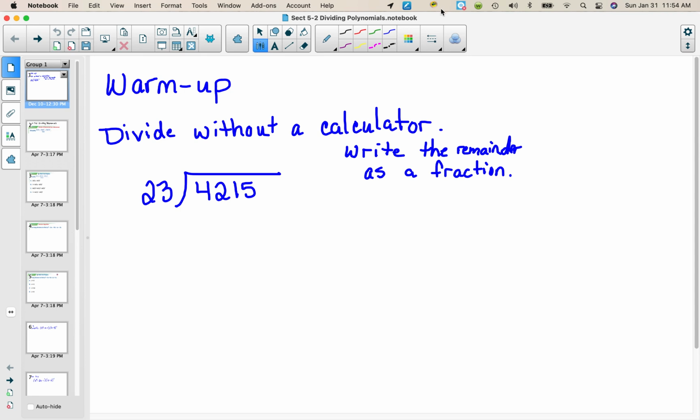It's probably been a really long time since you've done any kind of division without a calculator. So I just want to remind you of the process. When you are dividing, we want to look and see, first of all, how many times does 23 go into 42? And it will go one time. So remember, the first thing you do is divide. And then the second thing, we multiply 1 times 23. So we get 23. So the second step is to multiply.